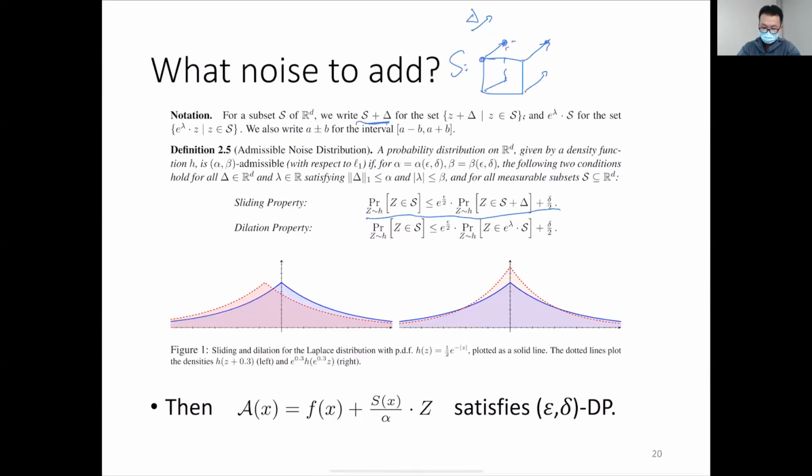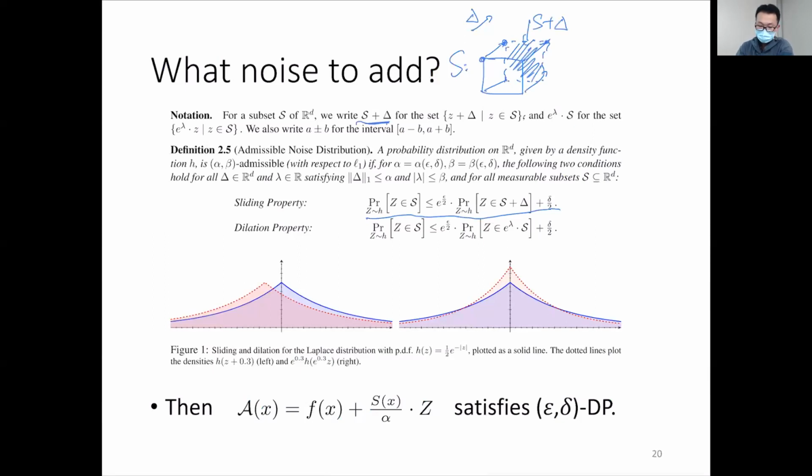Then this dashed set is S plus delta. This is how we define this notation.